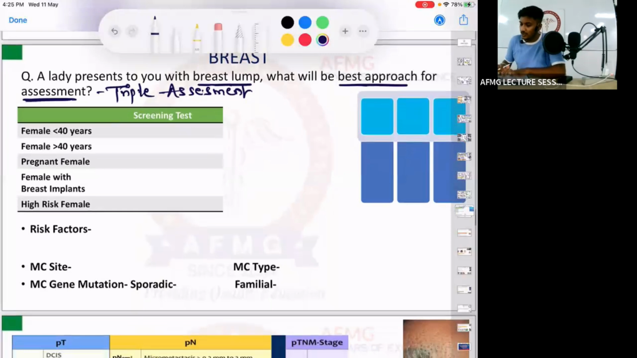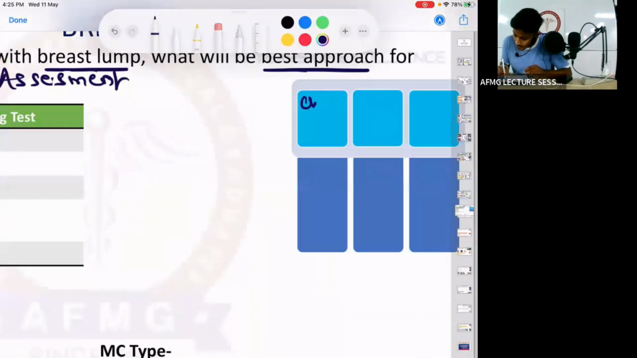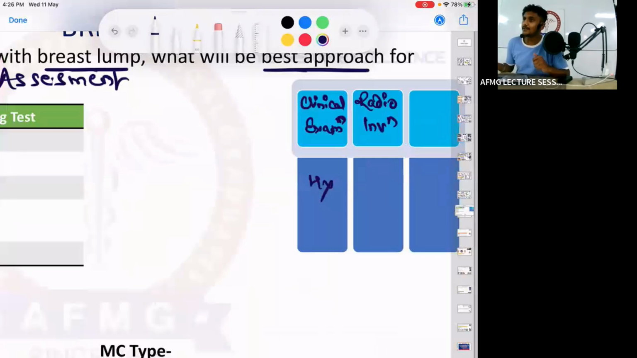In triple assessment we do three things. First is clinical examination along with history. Second one is radiological investigation. If the patient is less than 40, it is ultrasound; if the patient is more than 40, it is mammography. Third would be histopathological examination.